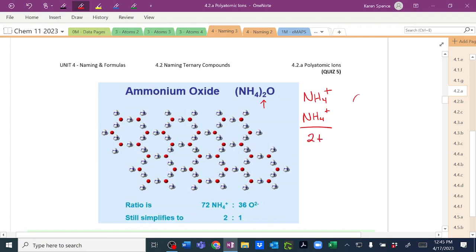And what is the charge of an oxide ion? Oxygen is in group 16. So when it becomes an ion, what does it do? It gains 2 electrons, which means its charge is 2 minus. And so the overall charge then, we have the 2 plus and the 2 minus, and that equals 0. And you'll notice we have more than one ammonium, so it goes in brackets.